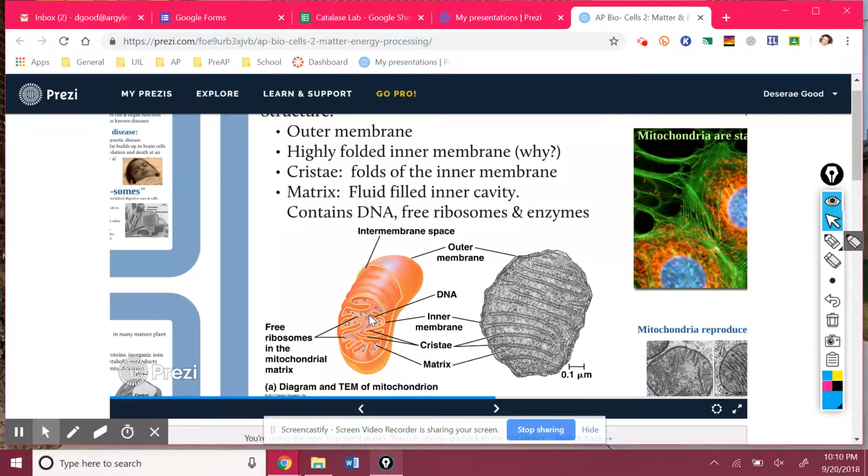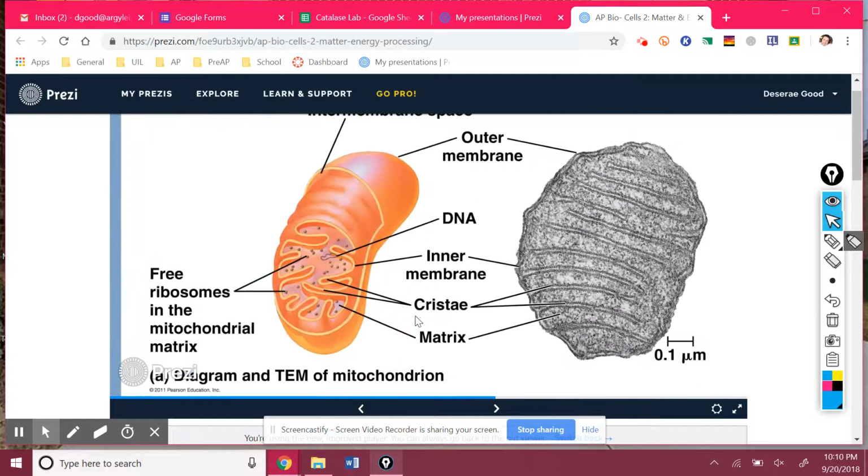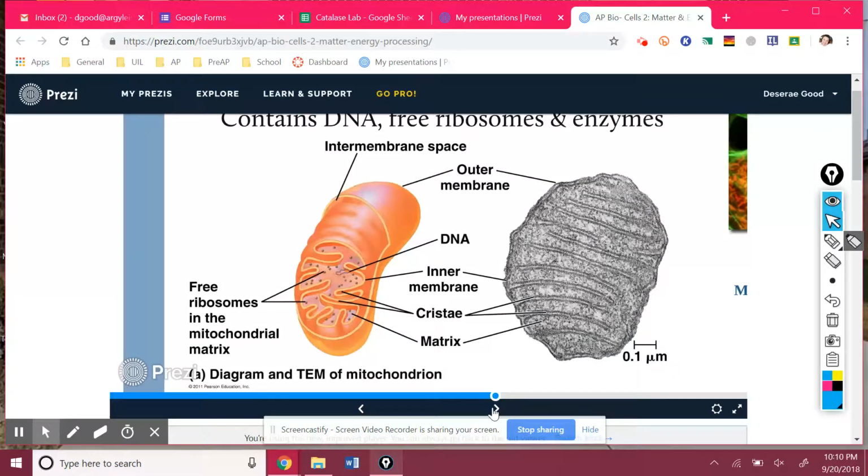What organism has circular DNA? Ding, ding, ding. Bacteria. This is why we consider the possibility that mitochondria and chloroplast actually once were their own living organism that we absorbed over time. So be able to tell me a cristae, the open space called a matrix.